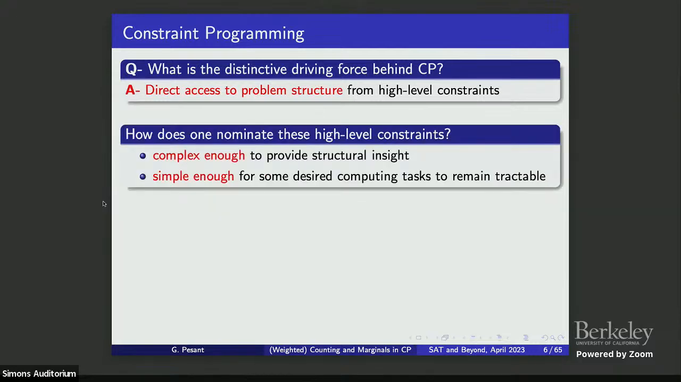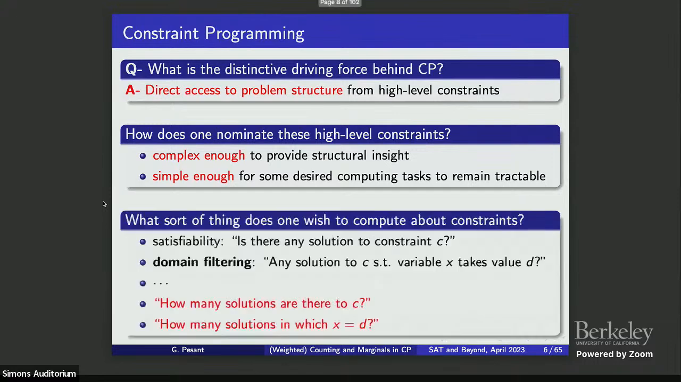How does one identify, nominate these high-level constraints? I would say that over time, looking at applications, you identify structures that are complex enough to provide structural insight, but that are simple enough that the tasks you want to perform on them are tractable most of the time. And there are some exceptions, but that's typically how you decide, okay, this would be an interesting constraint that we can use in different problems, to express, to model these problems and then solve them.